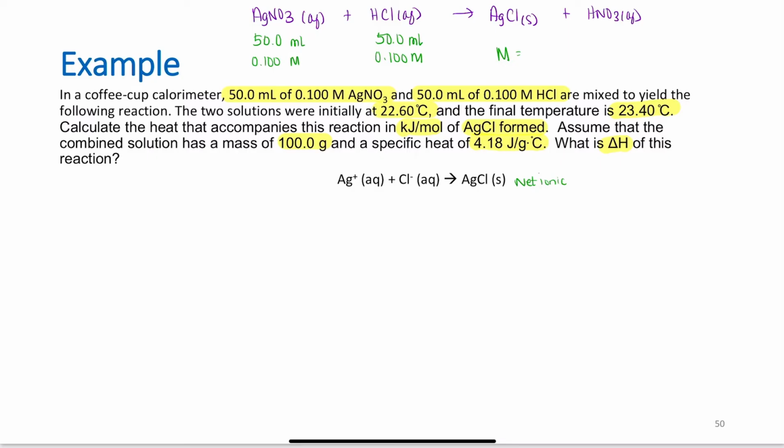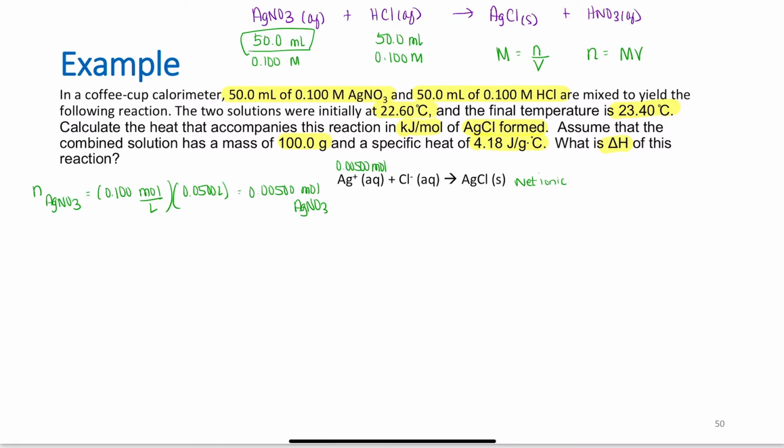Remember that molarity is number of moles divided by liters of solution. So to find number of moles, I can take the molarity and multiply it by the liters of solution. So number of moles, silver nitrate, 0.100 moles per liter, times 0.0500 liters. That's converting this to liters. Gives me 0.00500 moles silver nitrate, which also gives me 0.00500 moles of silver ions because it's a 1-to-1 relationship.